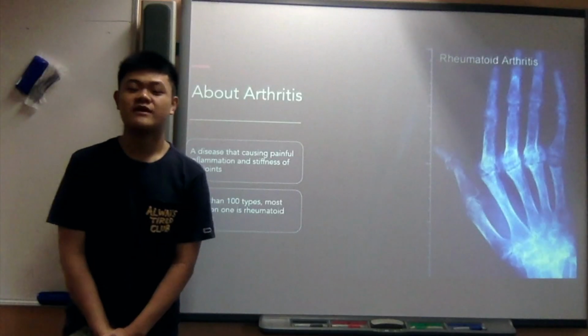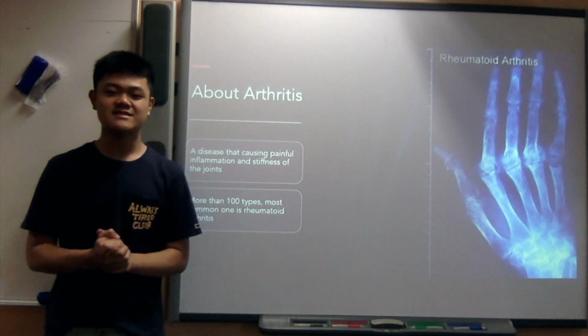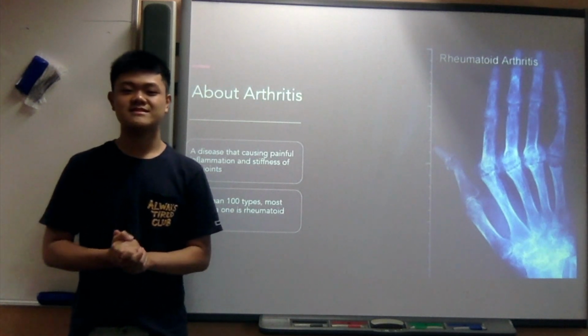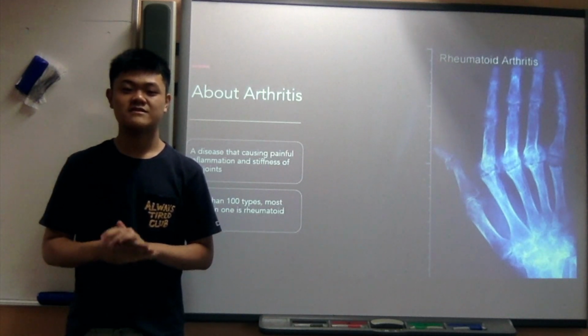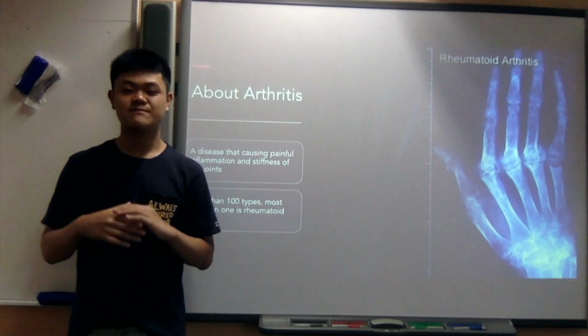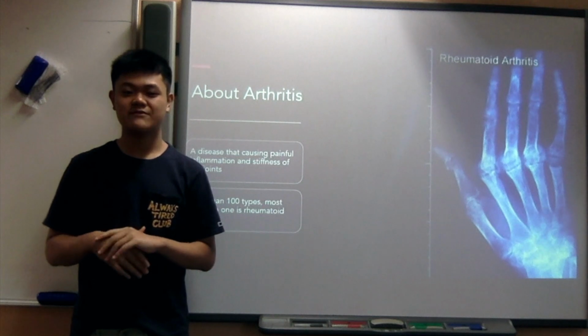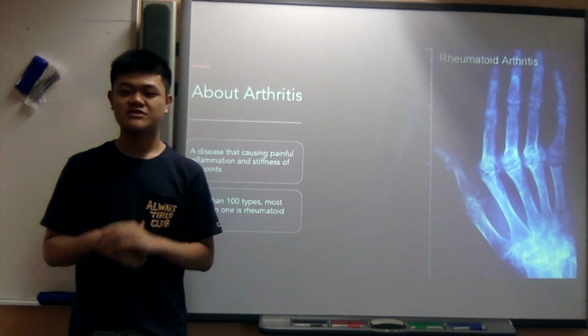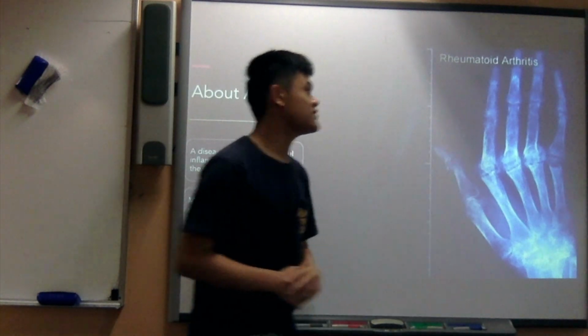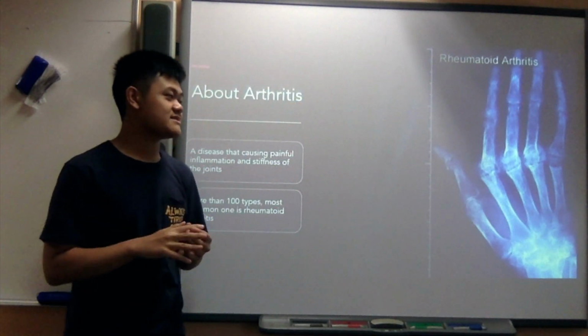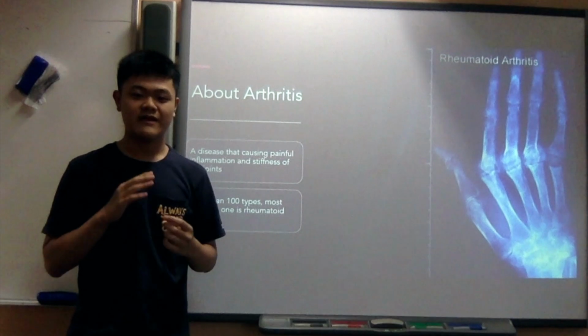First of all, we are going to talk about the disease arthritis. This is a disease that causes painful inflammation and stiffness of the joints. And there are more than 100 types. The most common one is rheumatoid arthritis. We can see the picture over here is rheumatoid arthritis. We can see that the joint is quite abnormal.